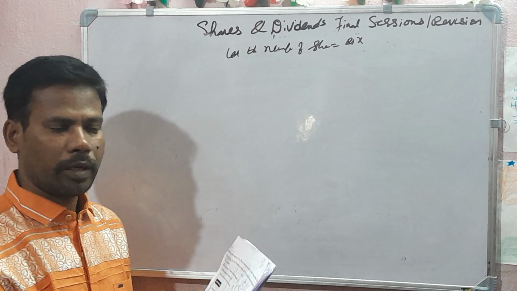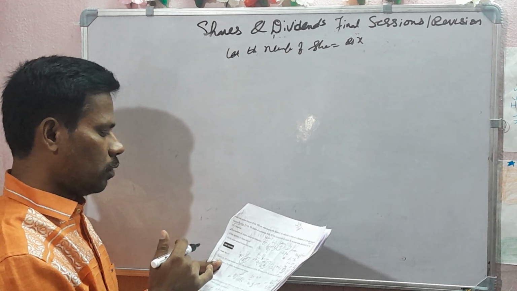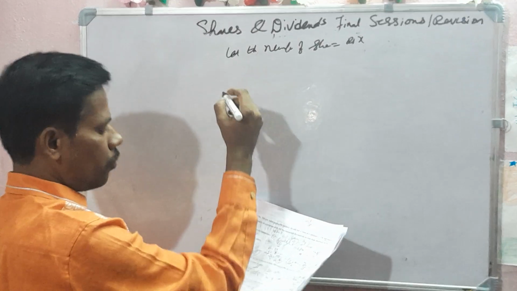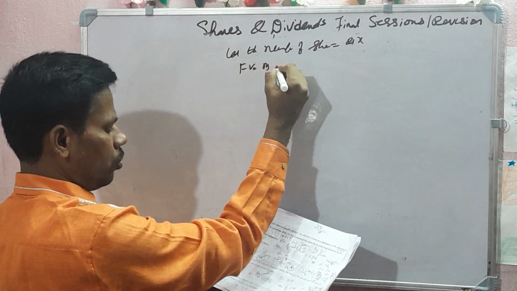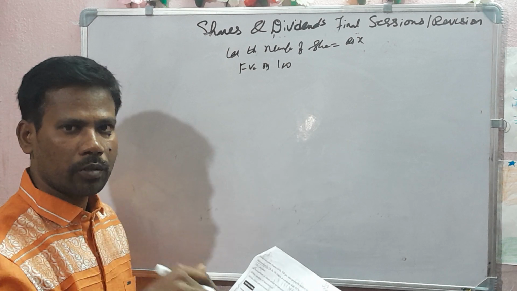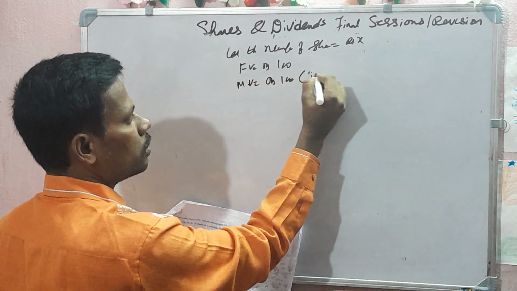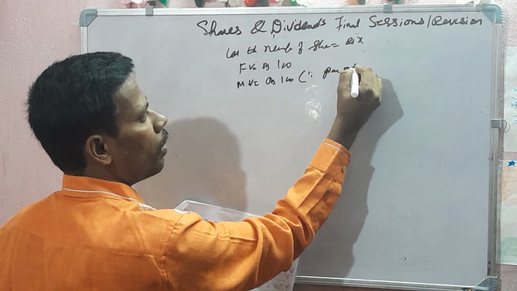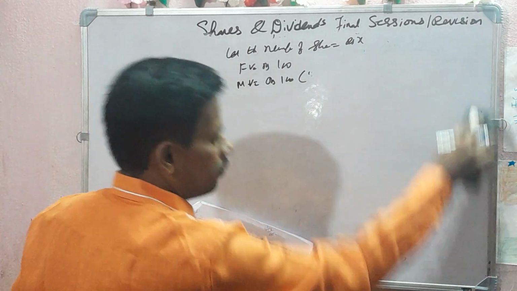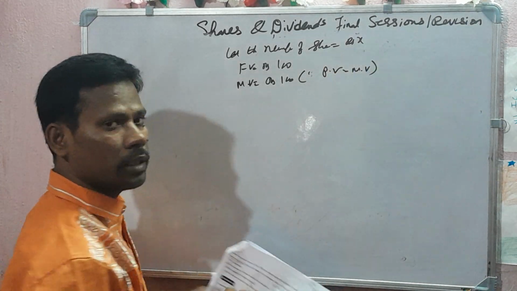Up until here, let me make clear what is given and what we should do. A man has some shares, so let the number of shares be X. Face value is rupees 100. Here he used the word par value. Par value means market value is equal to face value. Market value is also rupees 100 since par value is given.